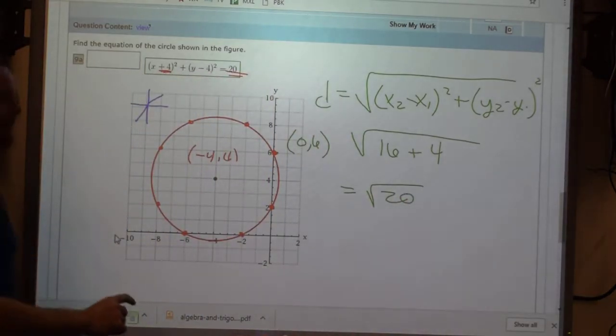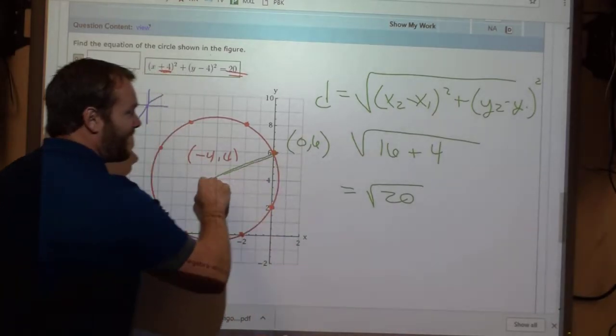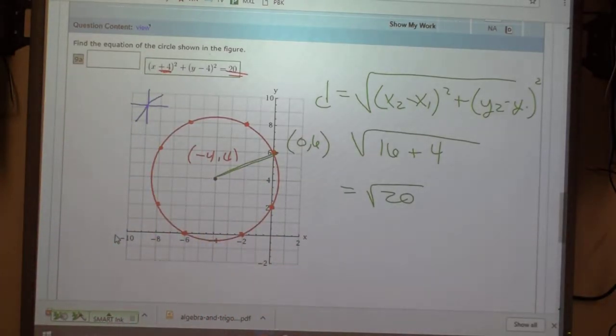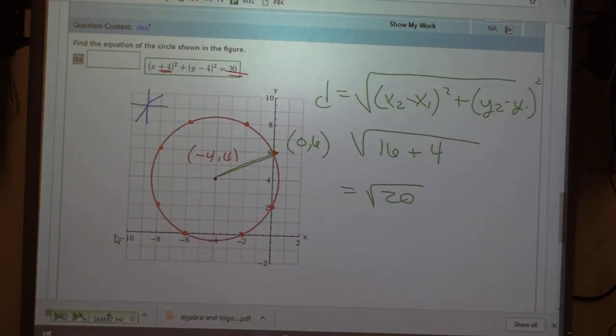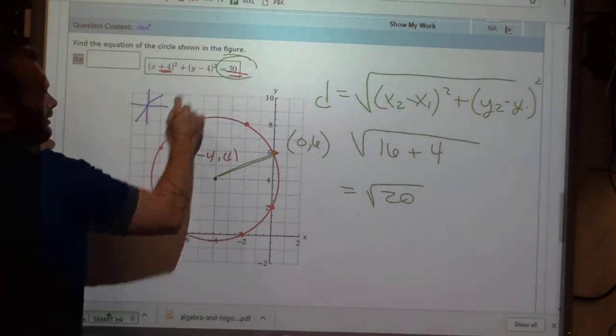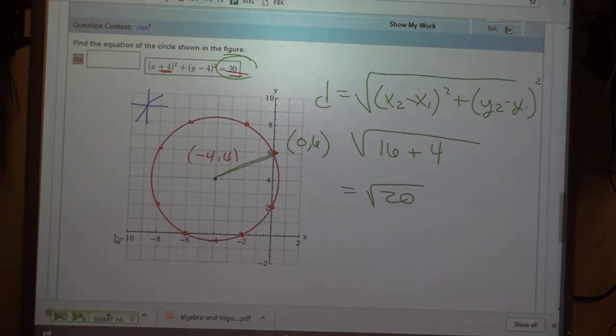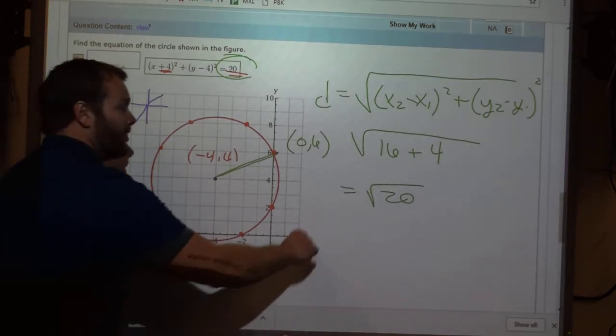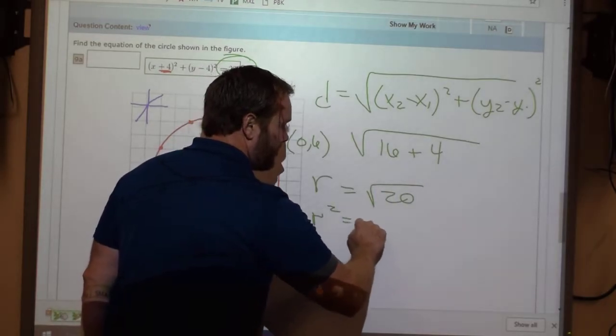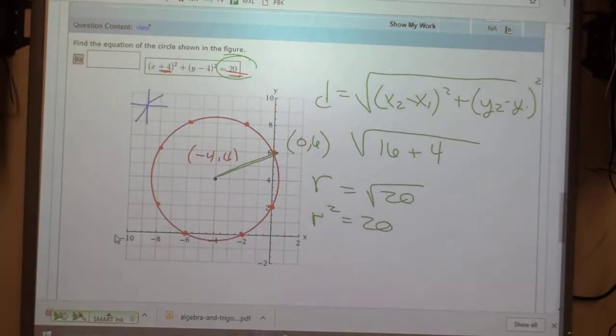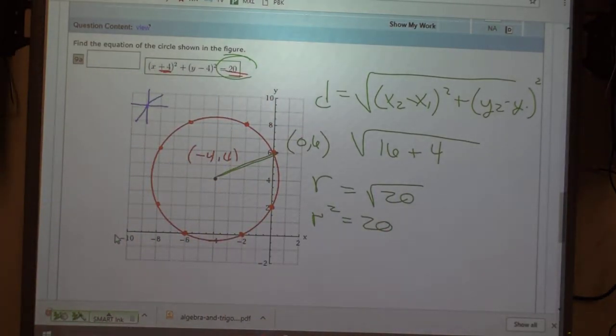Now remember, that's the distance of that segment right there, right? So that's your radius, correct? What is this value in our equation? What form is that in? Radius squared. So if this is r, then r squared is just 20. Okay? So does that make sense, to choose those points that are a little bit easier, or I guess that eliminate guesstimating?